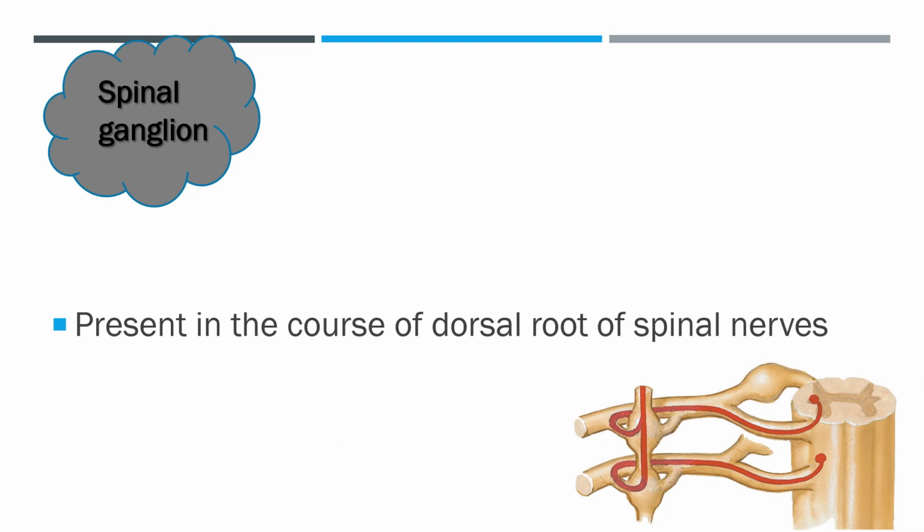So spinal ganglia we already know. The example is the dorsal root ganglia. It is present in the course of the dorsal root of the spinal nerve. That is why it is called dorsal root ganglia. This is the cross section of spinal cord, and this is the ventral root that is arising. This is the dorsal root. Okay, these two will join and form this spinal nerve. This is the dorsal root, and here you can see a swelling, and that is the dorsal root ganglia.